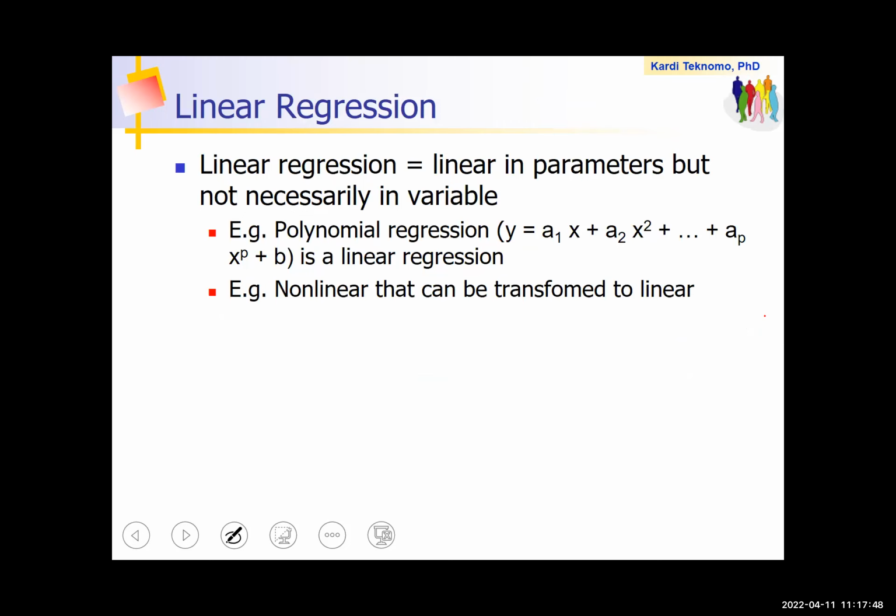So then we have what is called linear regression. Remember, linear regression is linear in parameter, but not necessarily in variable. Look at this polynomial regression: y equals a1 times x plus a2 times x squared, and so on. There is an exponent of p in here. This is still linear regression.